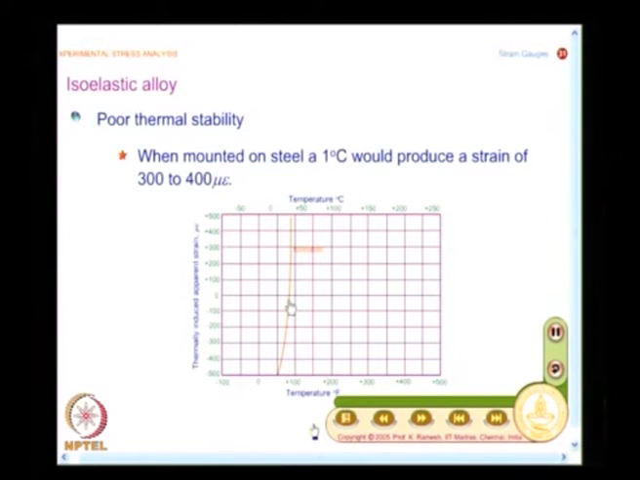So, a very small change in temperature will have a very high change in apparent strain. Strain introduced because of thermal effect is much larger in comparison to the strain that you are going to measure. So, you have to be very careful. The disadvantage of isoelastic alloy is its poor thermal stability.